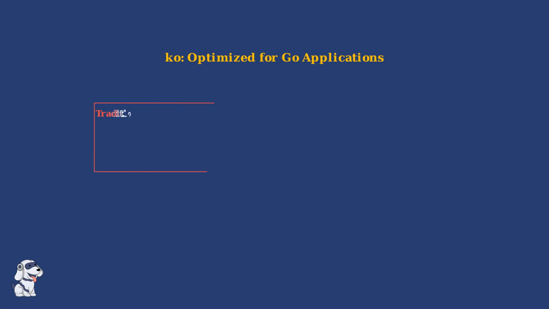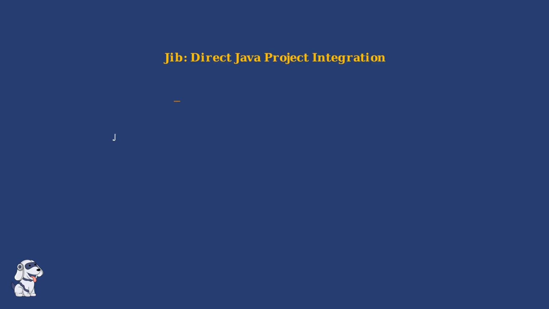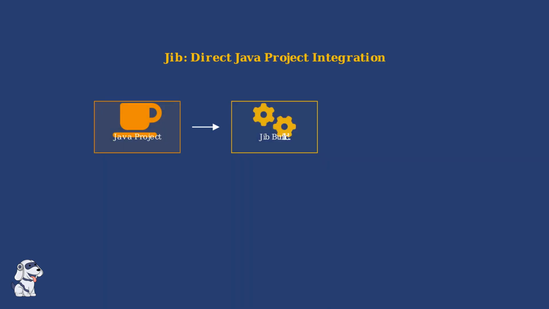Ko transforms the Go application build process by eliminating the need for Dockerfiles. It automatically handles dependency management and optimization, resulting in a significantly streamlined workflow compared to traditional Docker builds. Jib integrates directly with Java build tools like Maven and Gradle, enabling developers to build Docker images without writing Dockerfiles. This direct integration results in a remarkable 40% improvement in build speed compared to traditional methods.